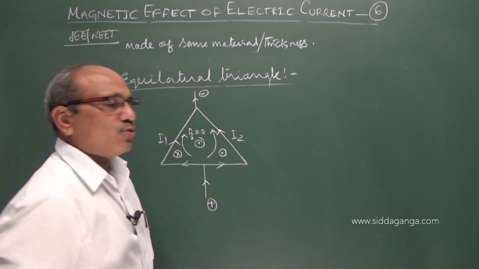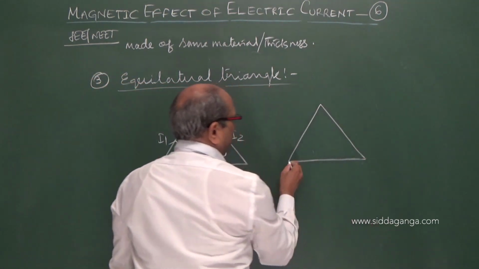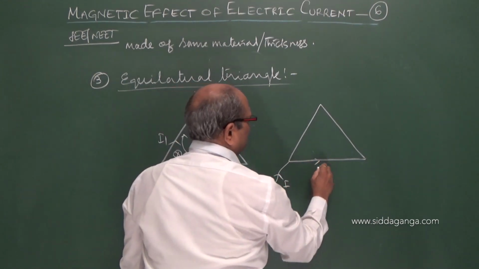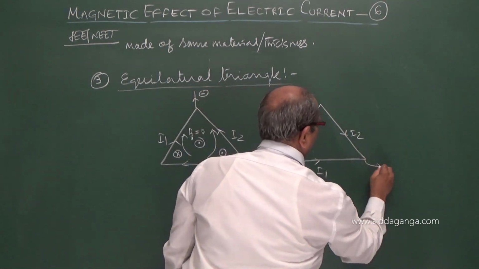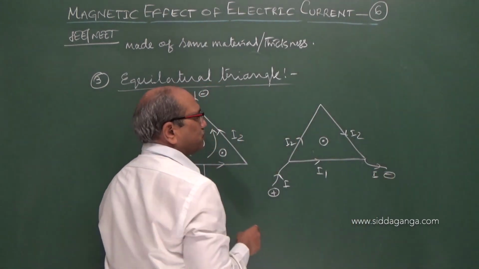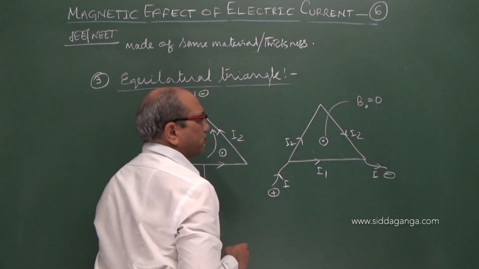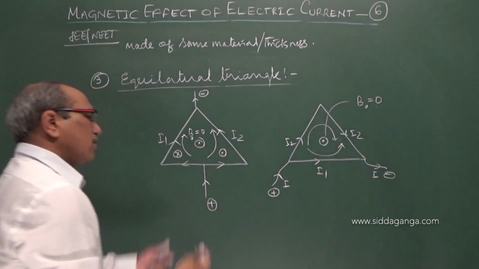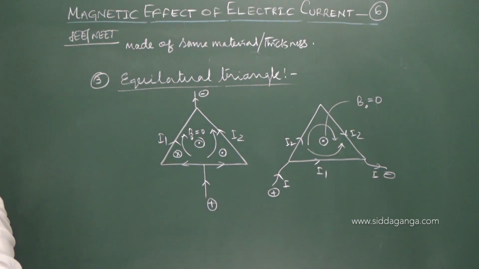Net field becomes 0. Take another. Suppose current is given from this end that splits into I1 and I2 and is taken out from this end. The field at this center is 0. In this case also the field at the center becomes 0. Even now it is clockwise and it is anti-clockwise, the net field is 0. Let us see the other trials.